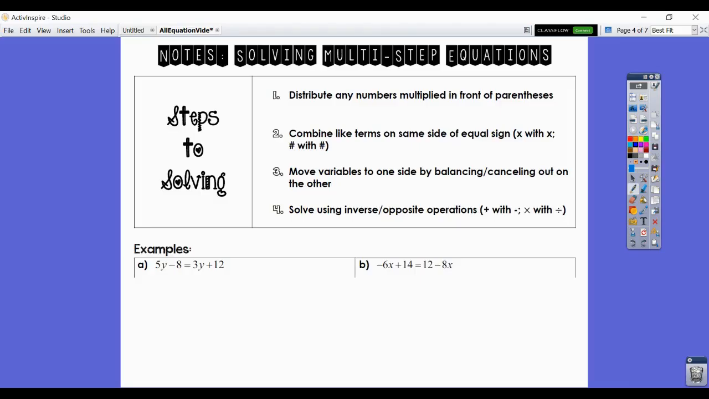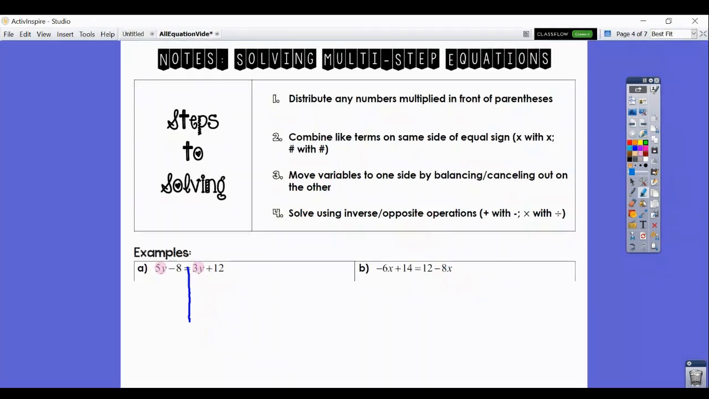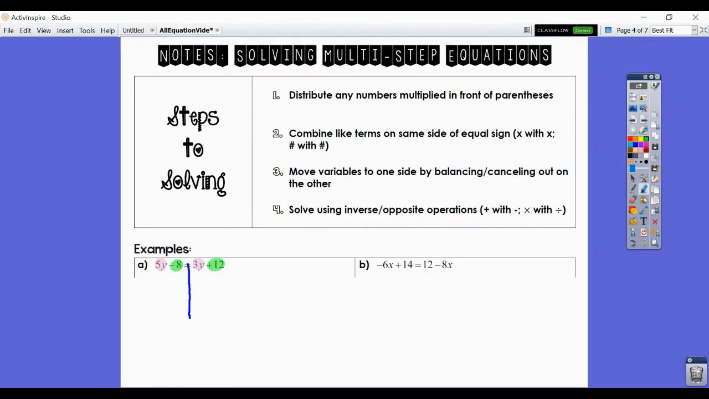Let's go ahead and use those steps for example A here. There are no parentheses, so I'm going to go ahead and move to step number 2, which is combine like terms on the same side. Well, if I take a look, I'll highlight my y variable terms. They're on opposite sides, and then my constant number terms are on opposite sides as well. I have to now balance this out by moving the variables to one side. So I'll move that 3y over with subtraction. That's the only way I'll get it to cancel out on this right side.